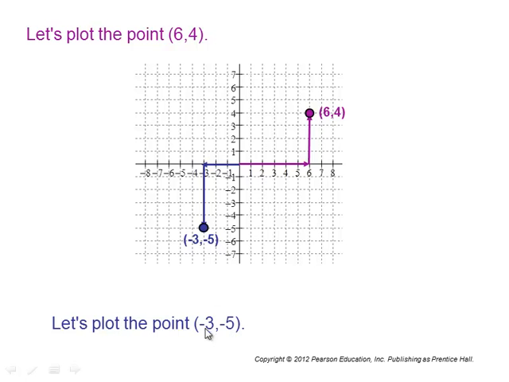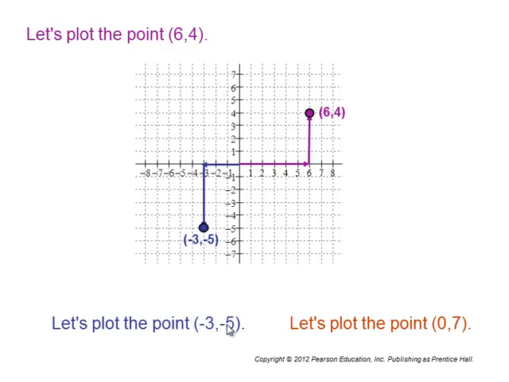So remember, it's this first coordinate here that tells you how many units to go horizontally. In this case, -3 means that you go 3 units to the left. And the second coordinate tells you how many units to go vertically. -5 means you go down 5 units.